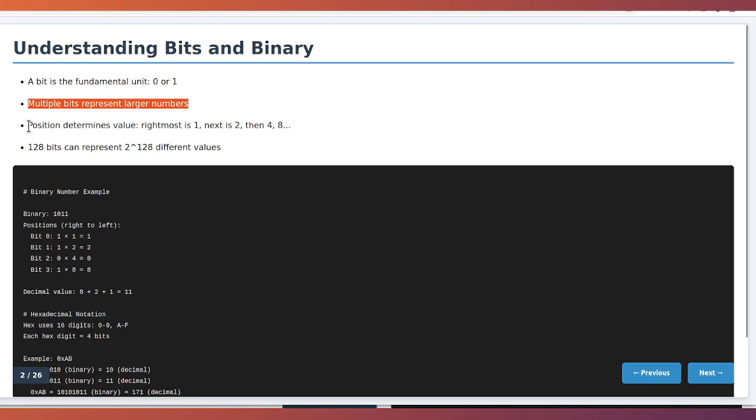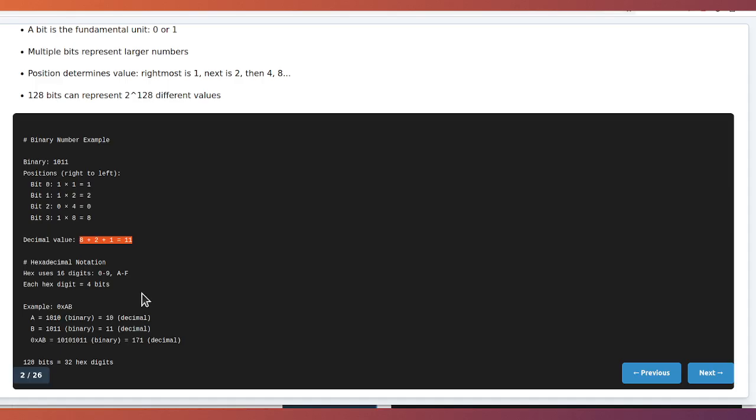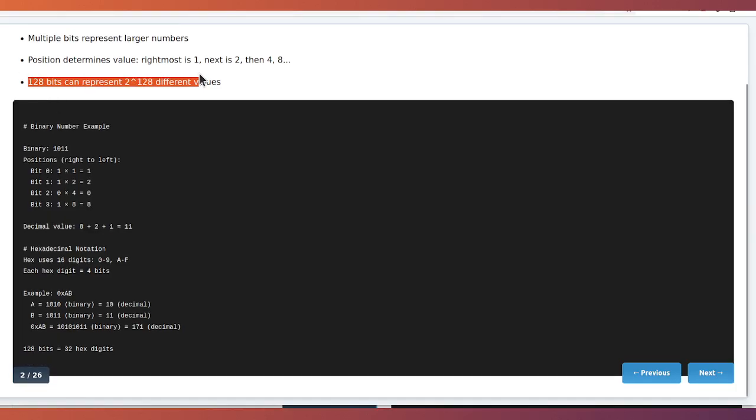The rightmost bit represents the value 1. The next bit to the left represents 2, then 4, then 8, and so on, each position being double the previous. For example, the binary number 1011 means 1 times 8, 0 times 4, 1 times 2, and 1 times 1, which equals 8 plus 2 plus 1 equals 11 in our normal decimal system. In GHASH, we work with 128 bits at a time, which can represent numbers from 0 up to 2 to the 128th power minus 1, an astronomically large number.